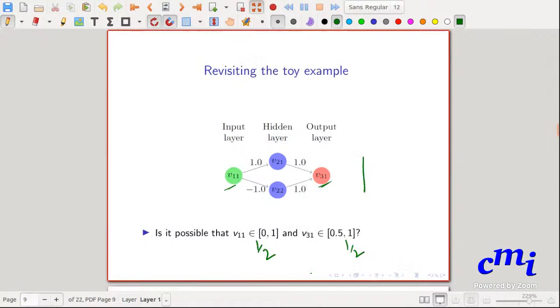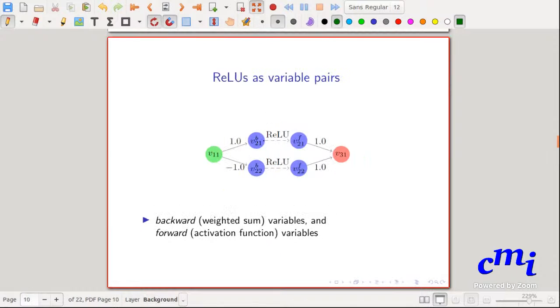you have this network. This is the input layer, this is the output layer, and this is the hidden layer where these neurons have a ReLU activation function. So they say that if you take any neuron that has the ReLU activation function and split it into two neurons, think of them as two neurons. There is a backward facing neuron which is towards the previous layer, and there's a forward facing neuron which is towards the next layer, and they are connected by a ReLU connection, let's say.